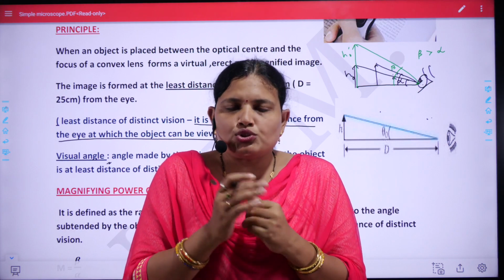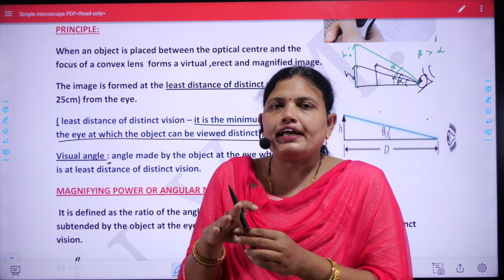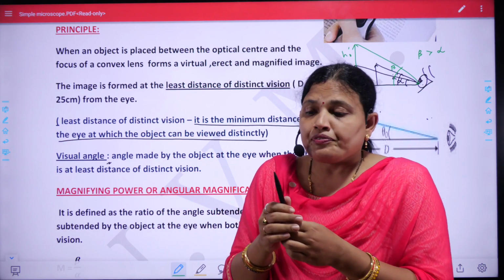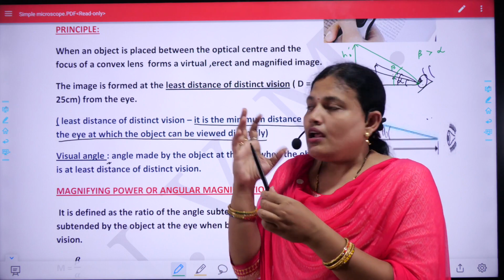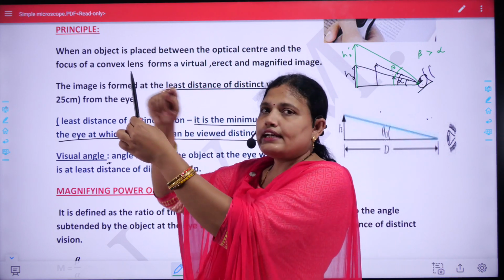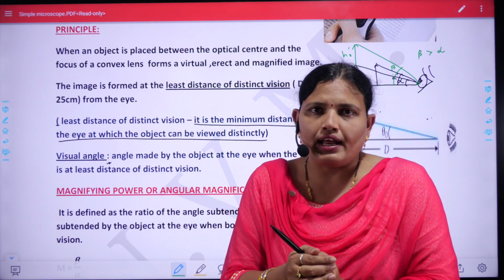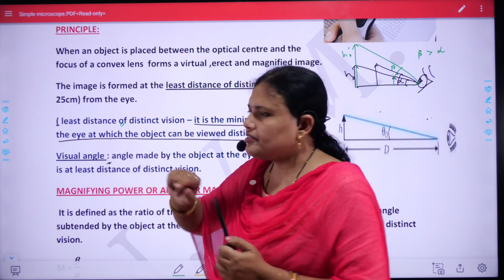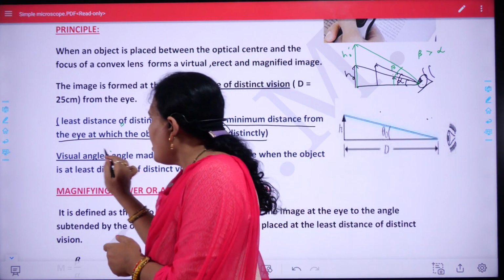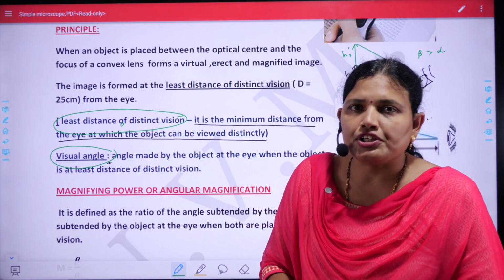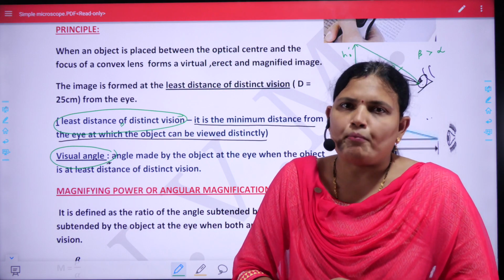All of you clear? So the least distance of distinct vision is the minimum distance from the eye at which the object is distinctly visible. The angle made by the object at the eye is known as the visual angle. By knowing these two new terms, the least distance of distinct vision and the visual angle, now we can proceed to discuss the magnification of the simple microscope.